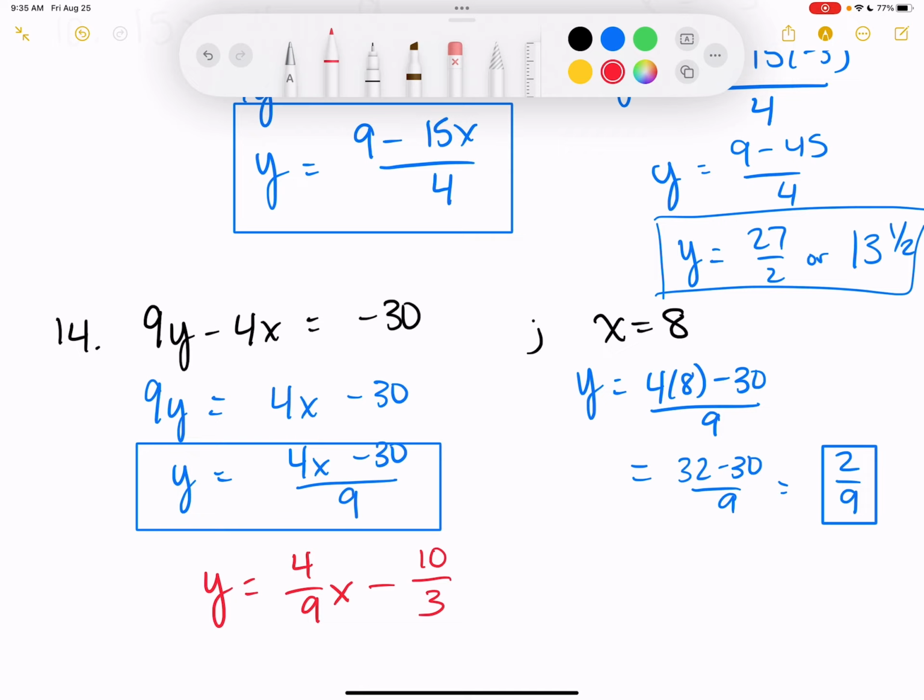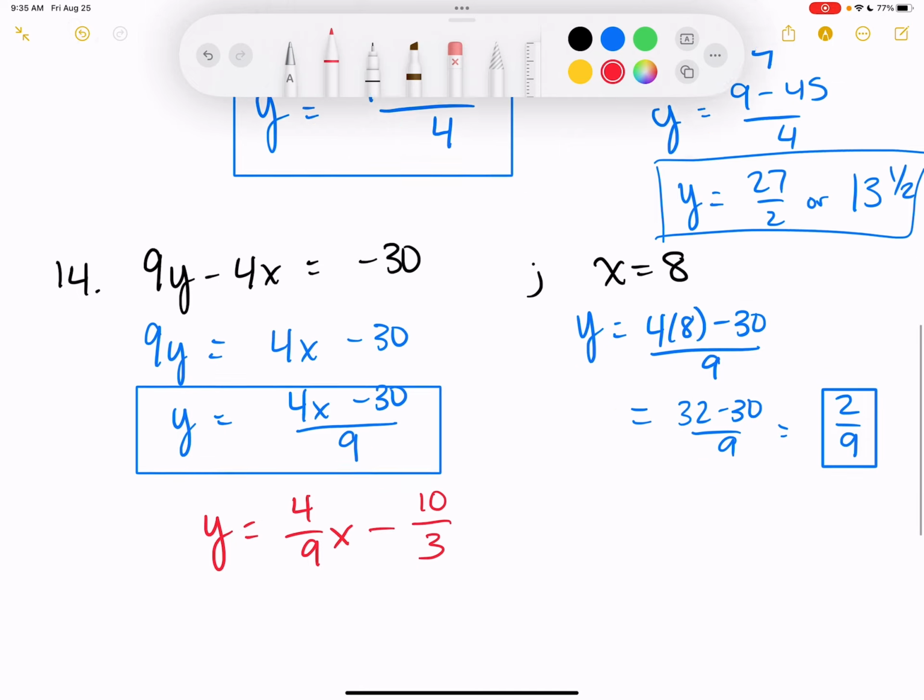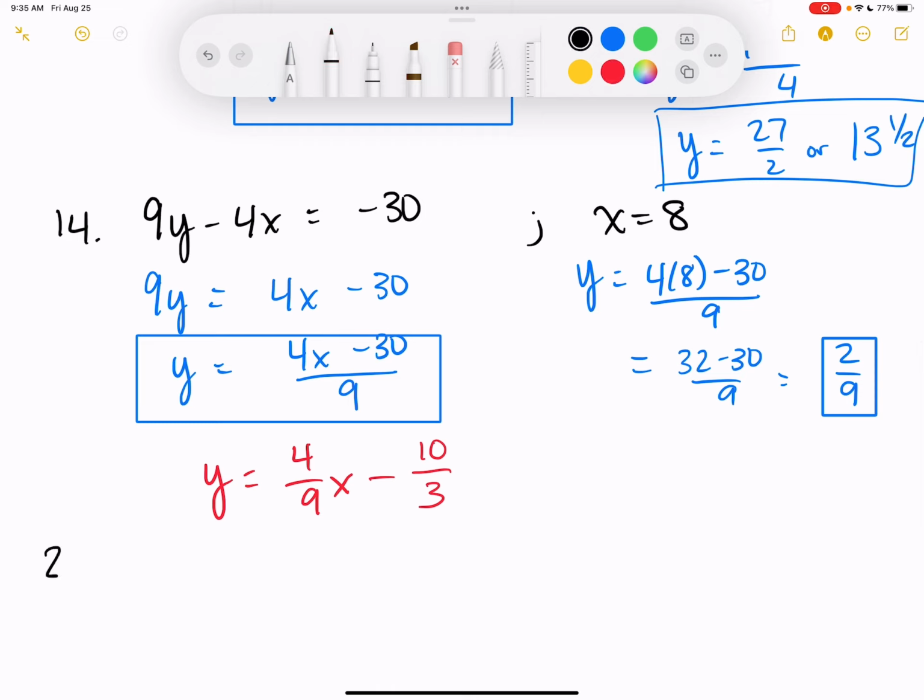All right, so same instructions, just a little bit harder. 24, 9y plus 6xy equals 30. And then once we solve it, we're doing it for x is equal to negative 6. No, we're going to do this one together.